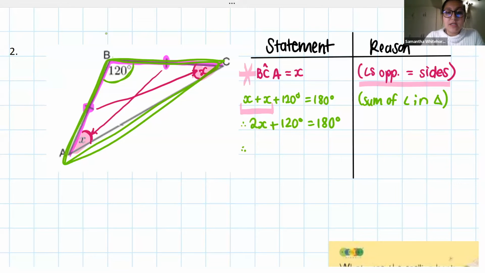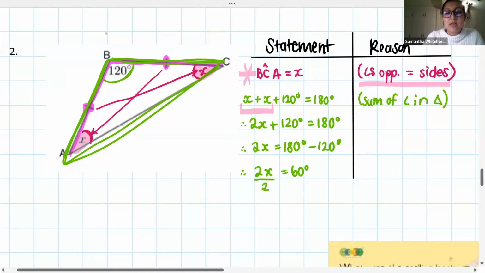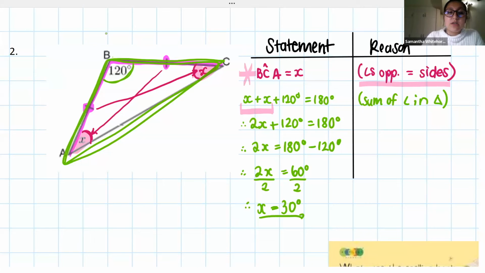Inverse operations tells me that I need to subtract 120 on both sides. So 180 minus 120, which tells me that 2X is equal to 60. Remember, I don't want the value of 2X, I want the value of X. So I need to divide both sides by 2. And so X is equal to 30 degrees.